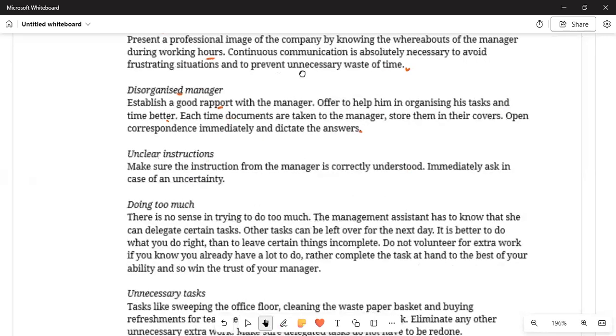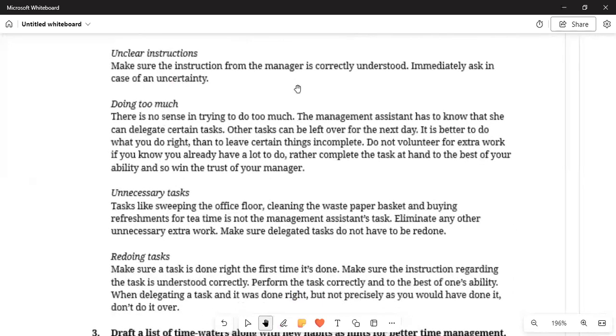If we are going on again, we have what we call unclear instructions. Make sure that the instructions from the manager are correctly understood. Immediately ask in case of uncertainty, when you are unsure. Doing too much: there is no sense in trying to do too much. The manager's assistant has to know that she can delegate certain tasks. Other tasks can be left over for the next day. It is better to do what you do right than to leave certain things incomplete.